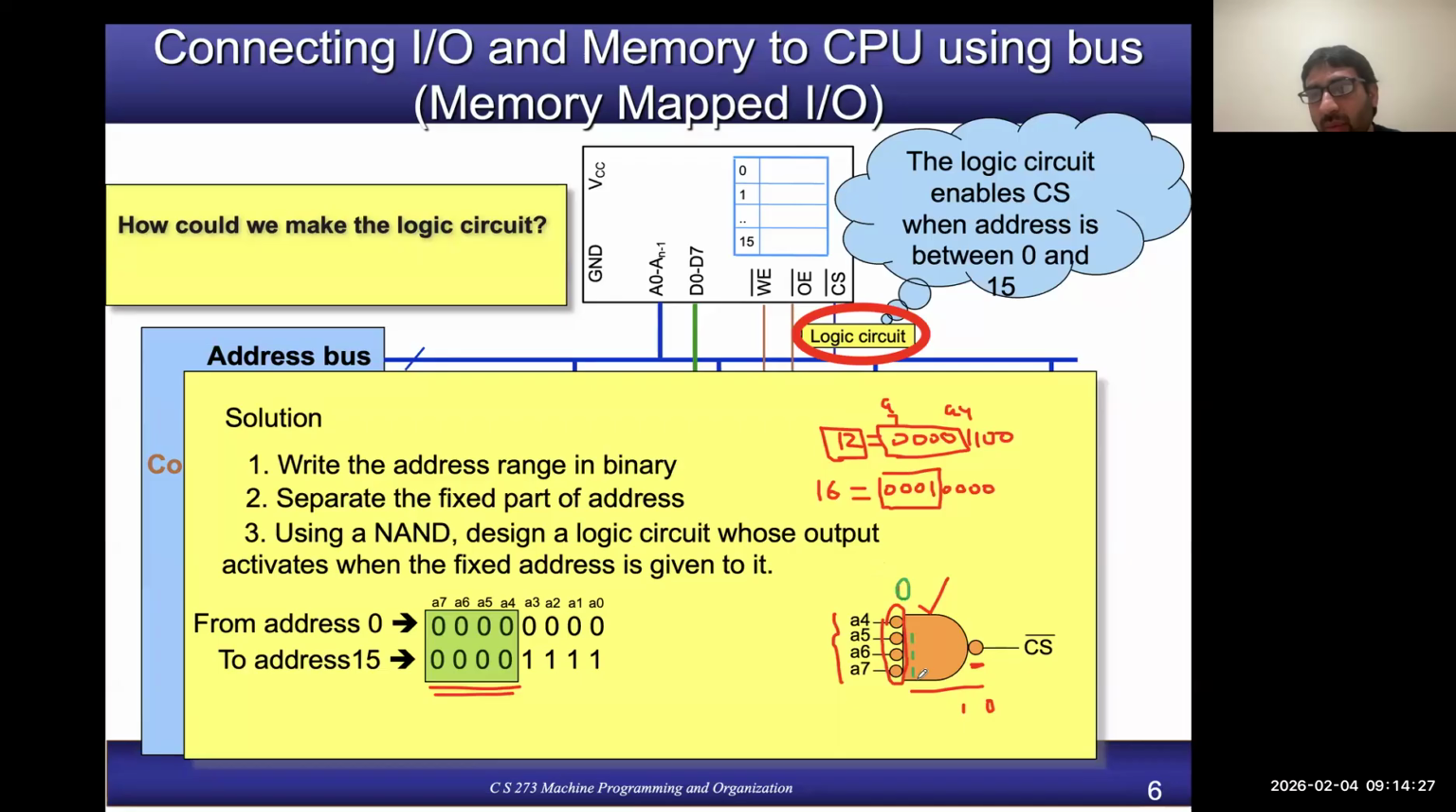When you take their complement, you get 1, 1, 1. Now when you do the AND of 4 inputs and one of them is 0, the output of the AND gate will be 0. But then we also have a bubble on the output, so you need to flip it. When you flip it, it becomes 1. Which means chip select is getting the value of 1, so this memory chip will be not selected or not enabled.